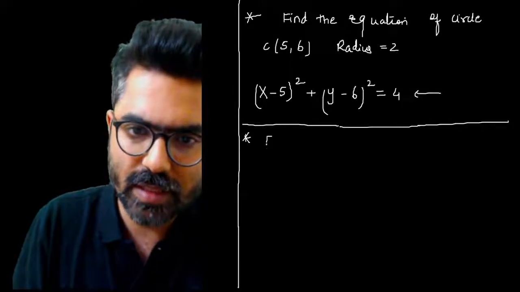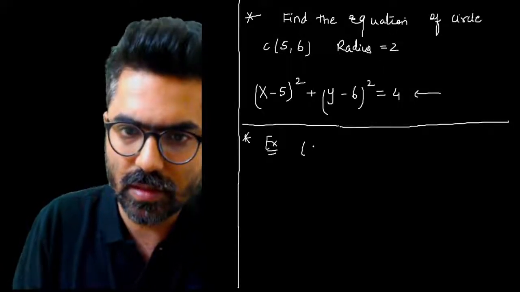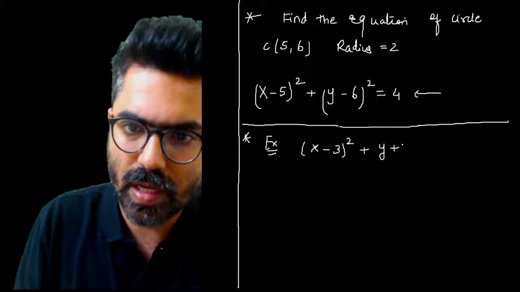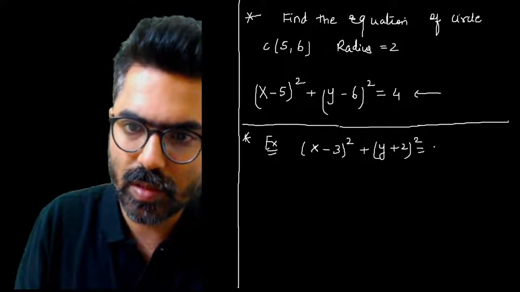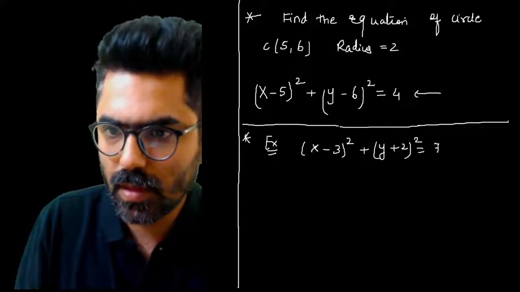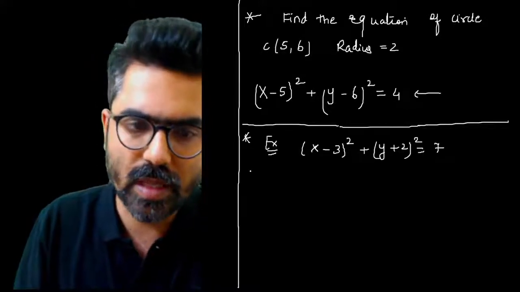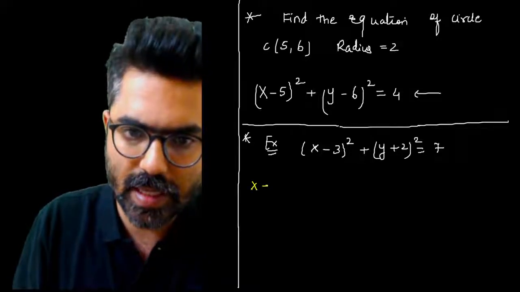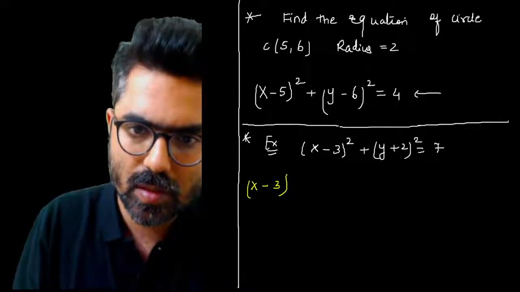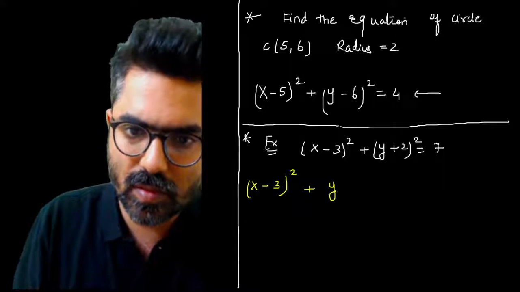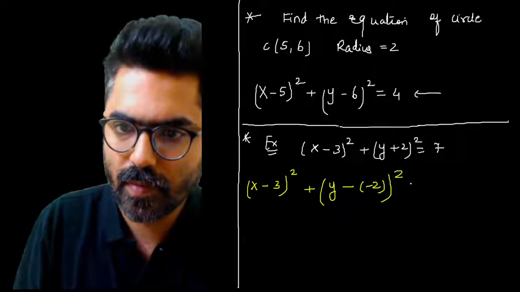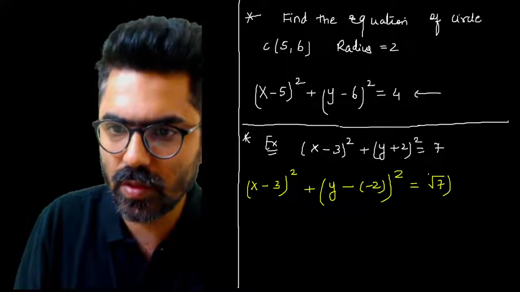Vice versa, let me give an example where the equation is given like this: x minus 3 the whole square plus y plus 2 the whole square is equal to 7. In this they have asked what is the center and what is the radius. So look at this properly now. It is x minus 3 the whole square. We can write this as y minus minus 2 the whole square and this will be written as root 7 the whole square.